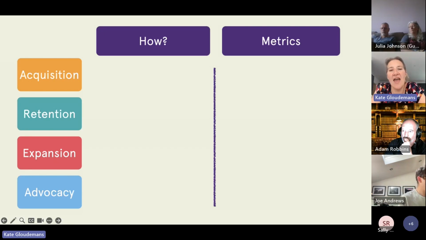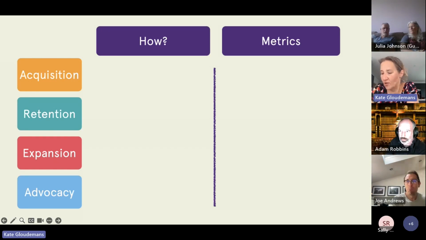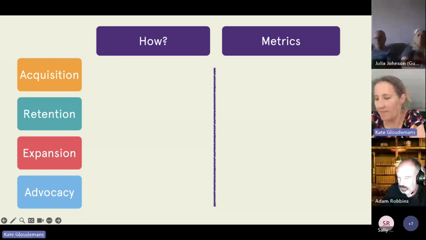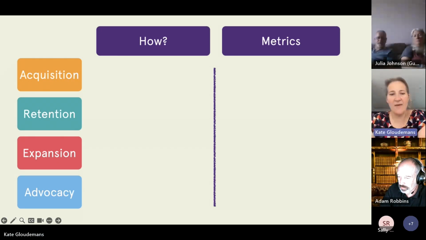Okay, and then on the right-hand side, you'll be thinking about how you can measure that acquisition. And I'll give you an example. And I can see, in fact, I'll send those two slides through. But the main thing is to talk this through in person, then we can have a look.